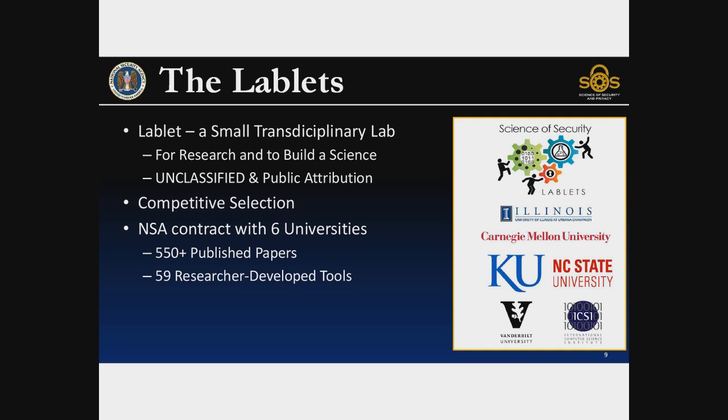So to do the research, we have these lablets. They're small transdisciplinary labs tasked with doing research to build the science. They do research and outreach activities to build up this community. As I said earlier, it's unclassified work. Our lablet researchers are not cleared or anything along those lines, and it has public attribution, which is very unique for NSA. Also very unique is that since we're working in American university systems, we don't have a requirement for all the grad students to be U.S. citizens.